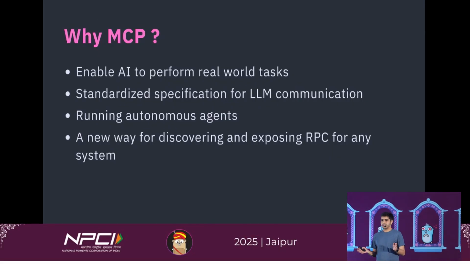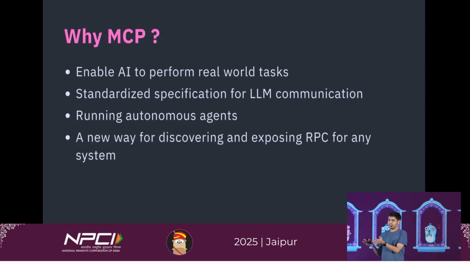So why do we need it? Well, in short, it allows AI, as in LLMs, to perform real-world actions, and it also helps autonomous agents. Sorry, it also helps LLMs run autonomous agents, and accidentally, it has somehow become a new way to discover and expose RPCs of your system.